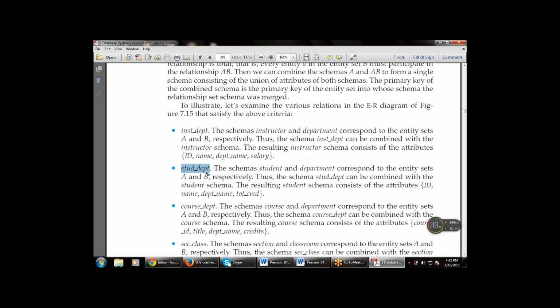And there is another one, the student department, which is also one relation of the ER model. One is the course department, one is the section class. So these are the various relationships that are available in the ER diagram.